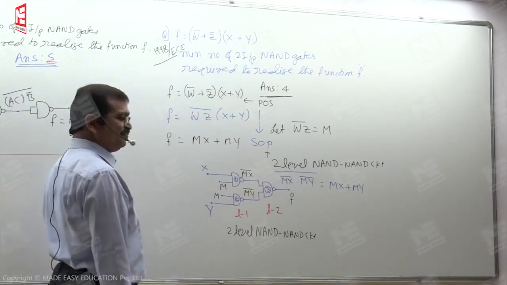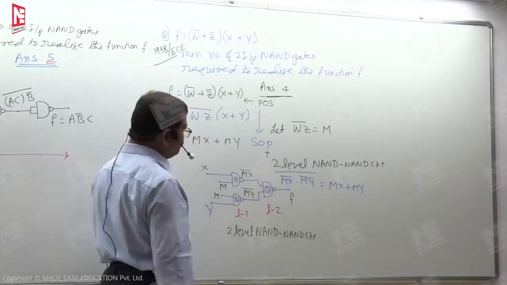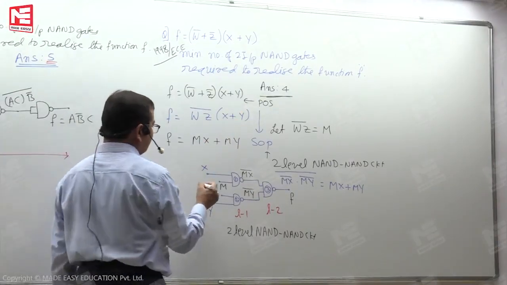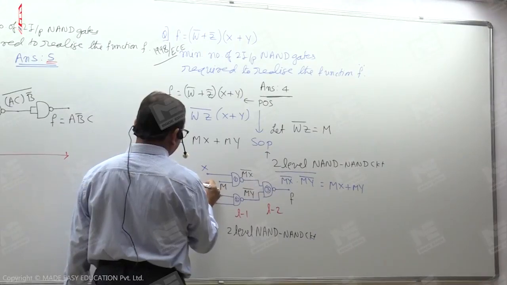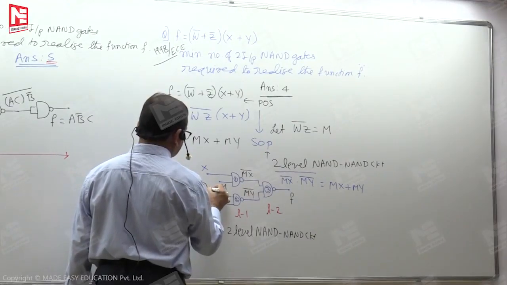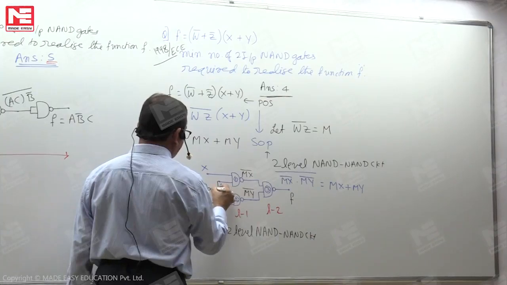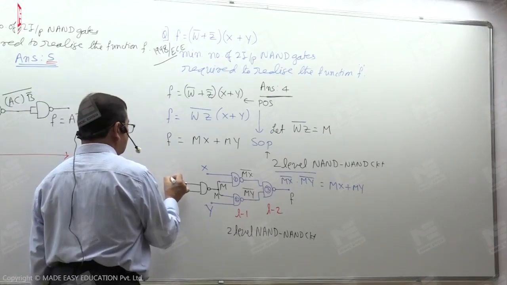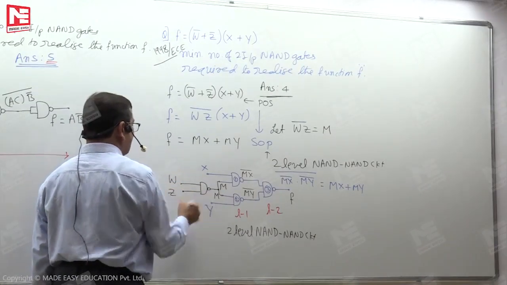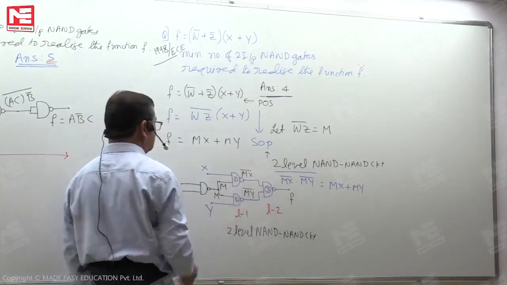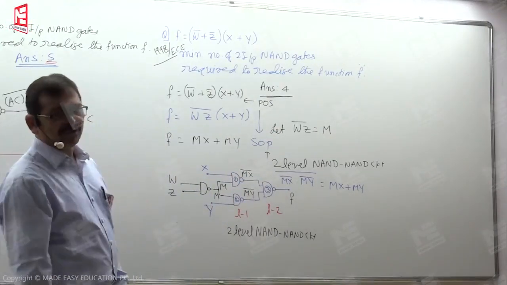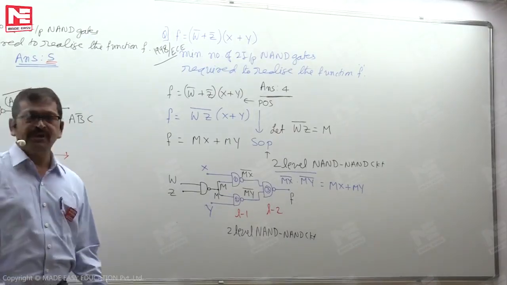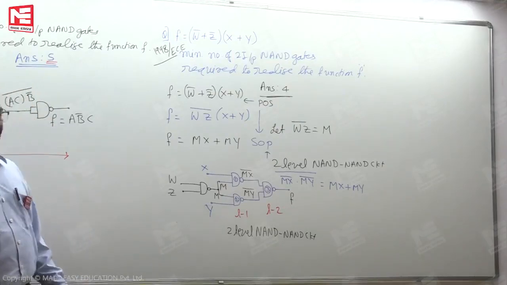And of course, we are using the intermediate term M. M is (WZ) bar. So to get this (WZ) bar, we need one more NAND gate. The inputs of this NAND gate are W and Z. So here we have M, which we know is (WZ) bar. Hence, we are looking at the total number of NAND gates required to realize the function F, where F is W bar or Z bar, and with X or with Y.